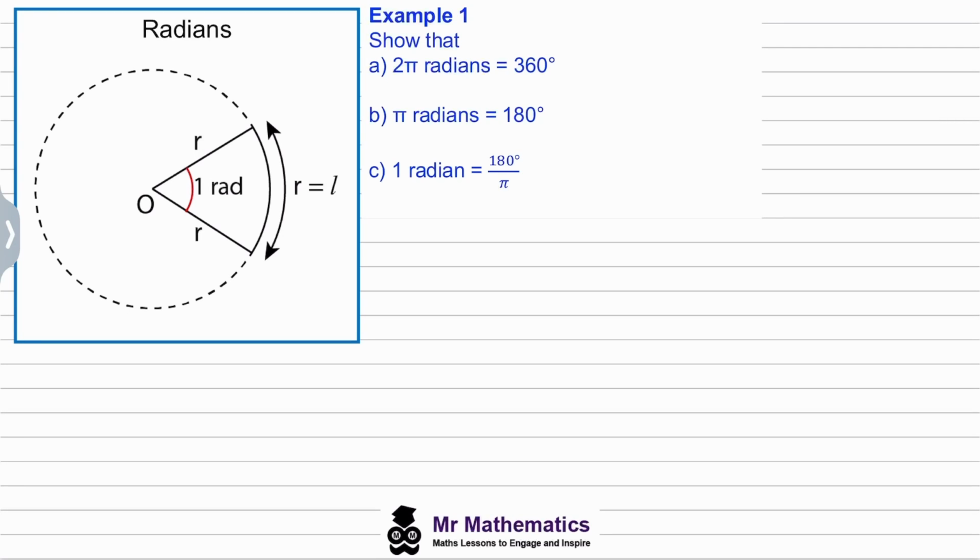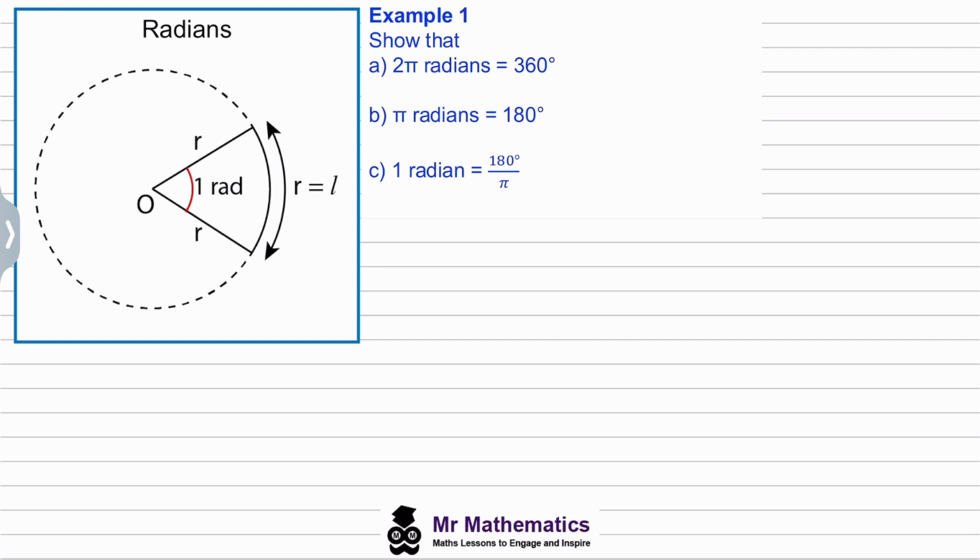Hi everybody. So in this video, I'm going to introduce radians as a measure of angles. So in example 1, I'll introduce you to what a radian is. In example 2 and 3, we'll look at converting between radians and degrees. And in example 4 and 5, we'll look at calculating with radians.